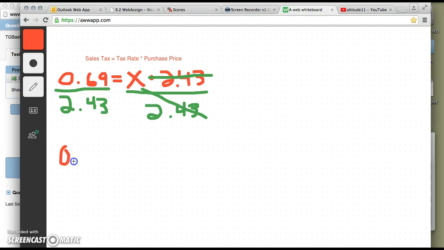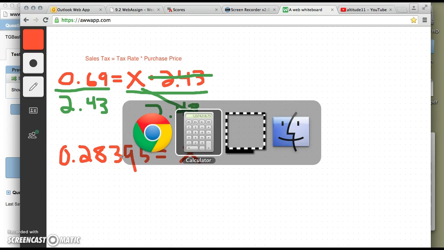So we have 0.28395. And that is equal to, remember, all we are left with over here on the right-hand side is x, right? Our multiplication by 243 and division by 243 cancel each other out. They are gone. All we're left with is x. So there we go. We have solved for x, 0.28395. Just want to make sure that that is correct.